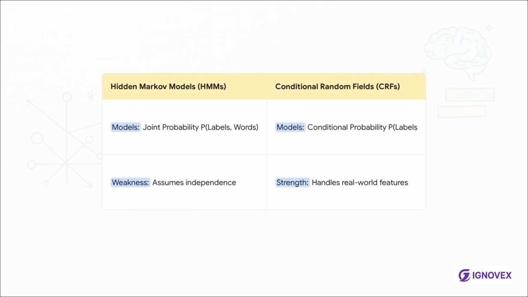CRFs made this one brilliant change. Instead of asking about everything together, they ask a more direct question. Given these specific words, what's the most likely sequence of labels? This simple shift makes them so much more flexible and powerful.